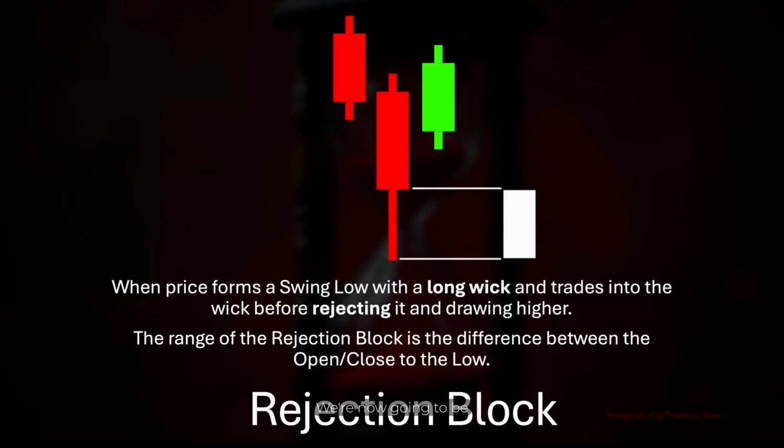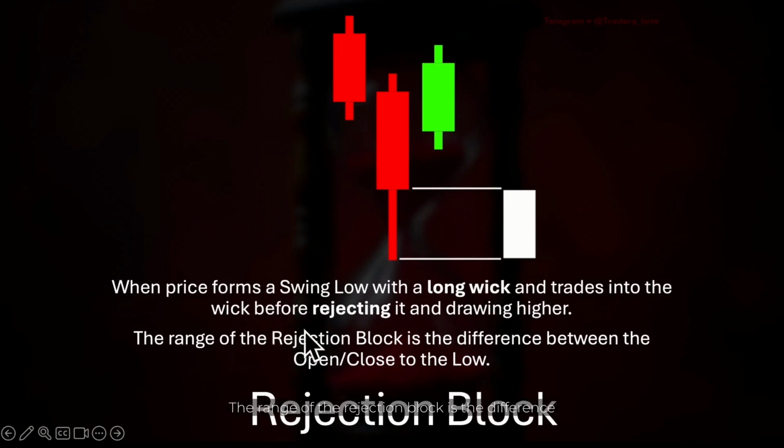We're now going to be paying attention to the discount arrays. And as outlined with the premium arrays as well, the discount arrays begin with the rejection block creation. A rejection block gets created when price forms a swing low with a long wick and price trades into the wick before rejecting it and drawing higher.